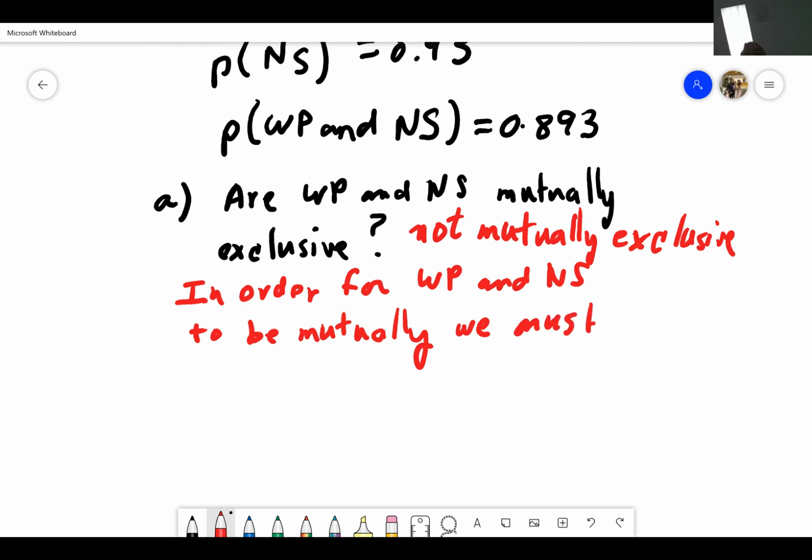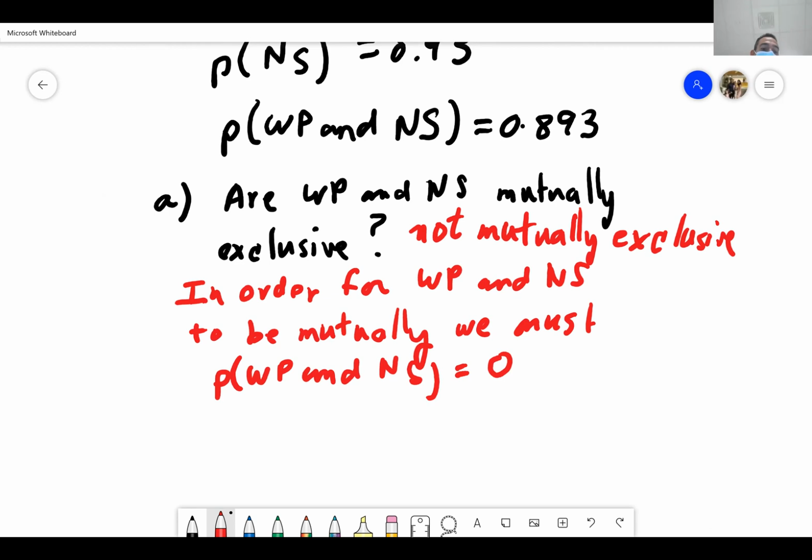The reason is, in order for them to be mutually exclusive, what does this have to equal? They can't happen at the same time, so this probability has to equal 0. Is the probability of WP and NS equal to 0? No, it's equal to 0.893. So therefore, it's not mutually exclusive.